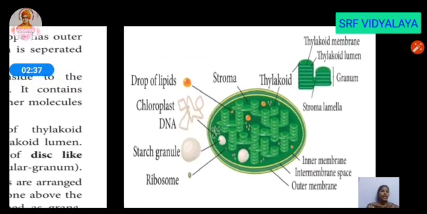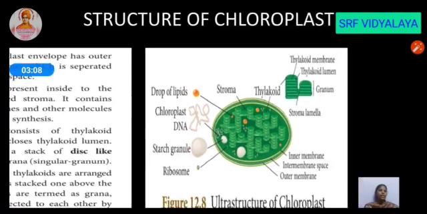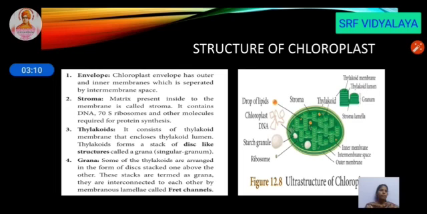The next is the thylakoid. So the thylakoid contains thylakoid membrane, thylakoid lumen and granum. So all these three regions collectively called as thylakoid. The next is the grana. So grana is nothing like a arrangement of disc-like, coin-like arrangement. So that is called the grana. So it helps in the photosynthesis. So each grana are interconnected by the ferrite channels. So this is the structure of the chloroplast.